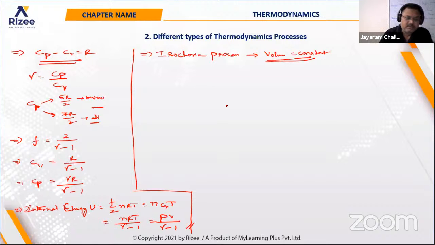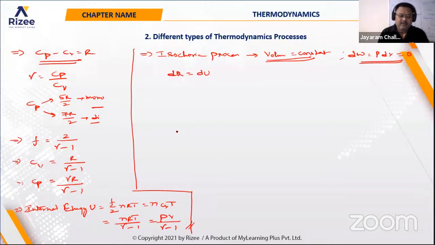Since the volume is going to be constant, the work done will be equal to zero. That is, dW is equal to P dV, change in the volume. Since volume is constant, work done can be written as 0 in this particular case. So since the work done is equal to 0, what can happen in this case? dQ, whatever the heat supplied, will be used only to raise the internal energy.